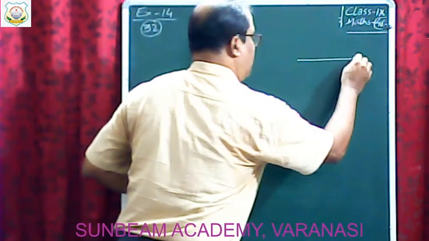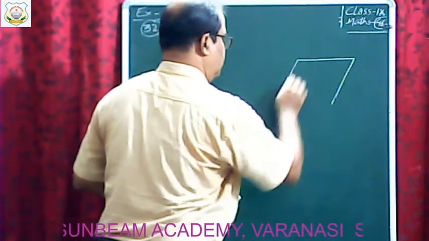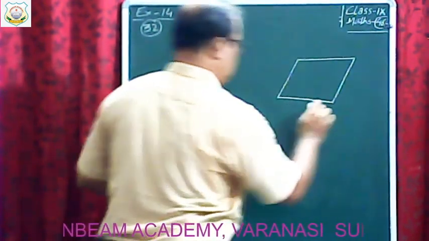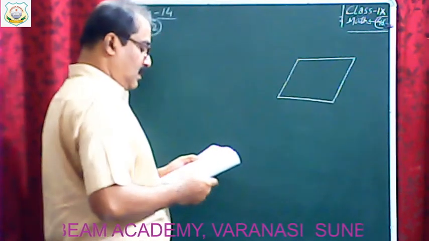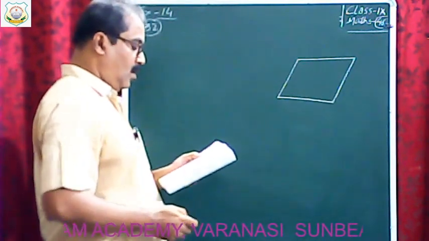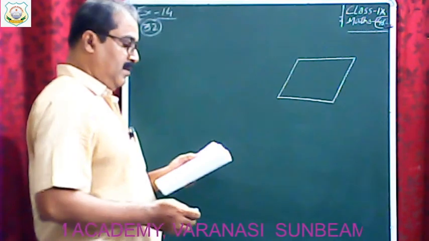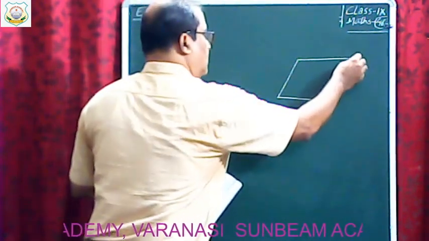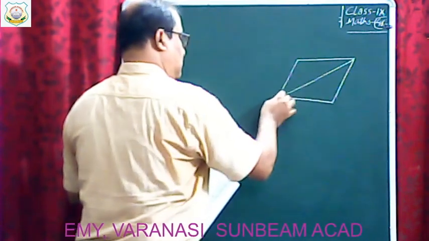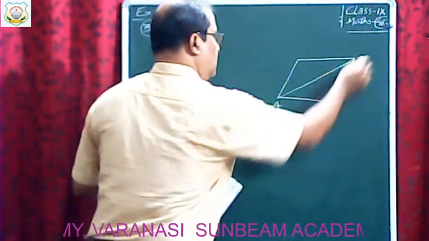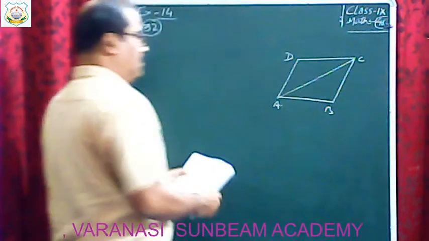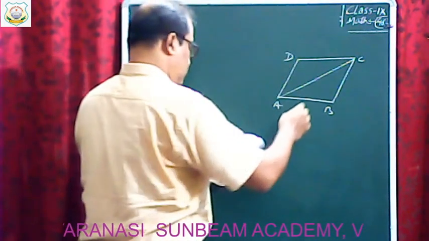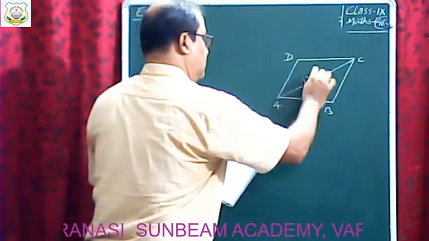Sheet in the shape of rhombus. Okay. Perimeter given and one diagonal of the rhombus given. Perimeter is 40 centimeter, one diagonal is 12 centimeter. Suppose one diagonal is 12 centimeter, A, B, C, D.